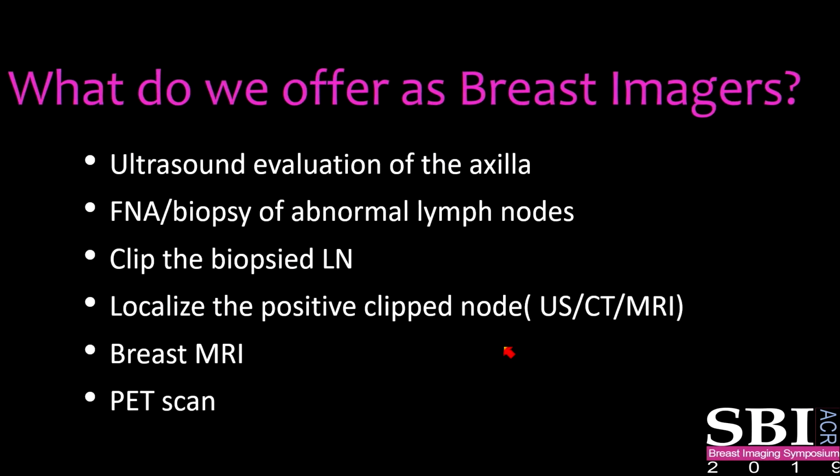So as breast imagers, what do we offer in terms of evaluation of the axilla? Typically, we do ultrasound evaluation of the axilla. We can do an FNA or biopsy of these abnormal lymph nodes, and then we can place a clip within these biopsied lymph nodes. And once we place the clip, we can also localize these lymph nodes, and we can do this with either ultrasound, CT, or MRI. We also identify these abnormal lymph nodes on a breast MRI and on a PET scan.